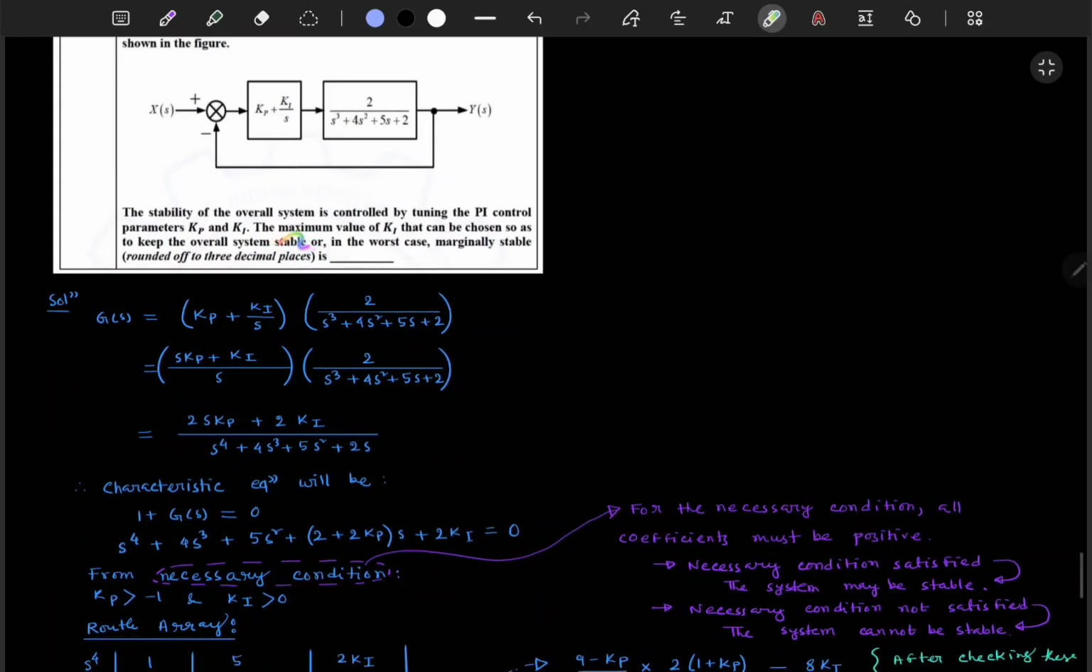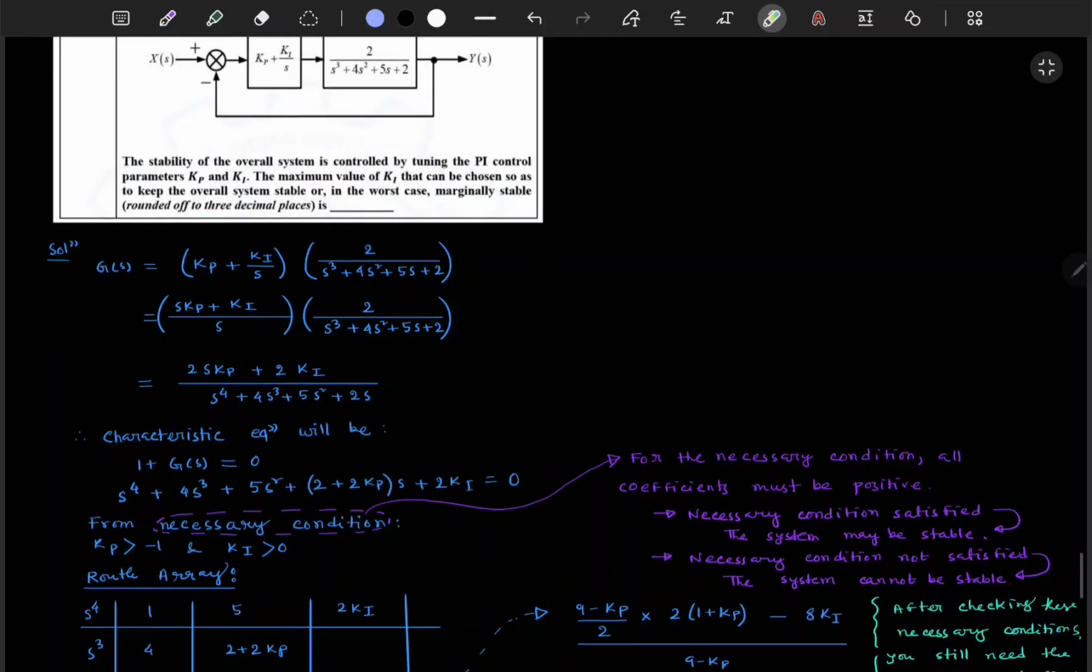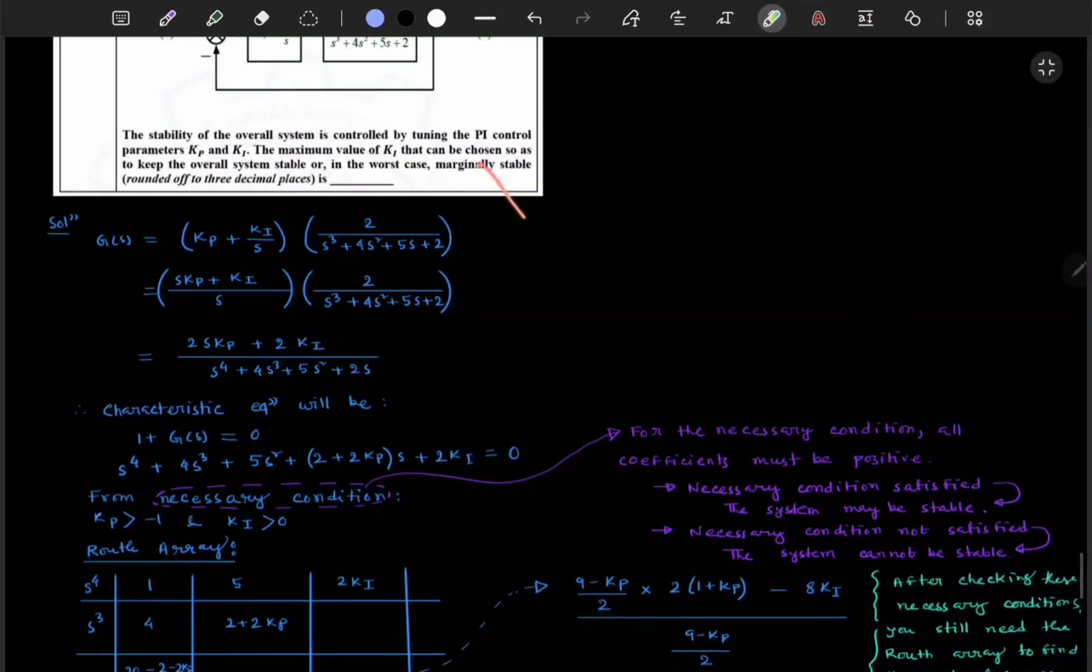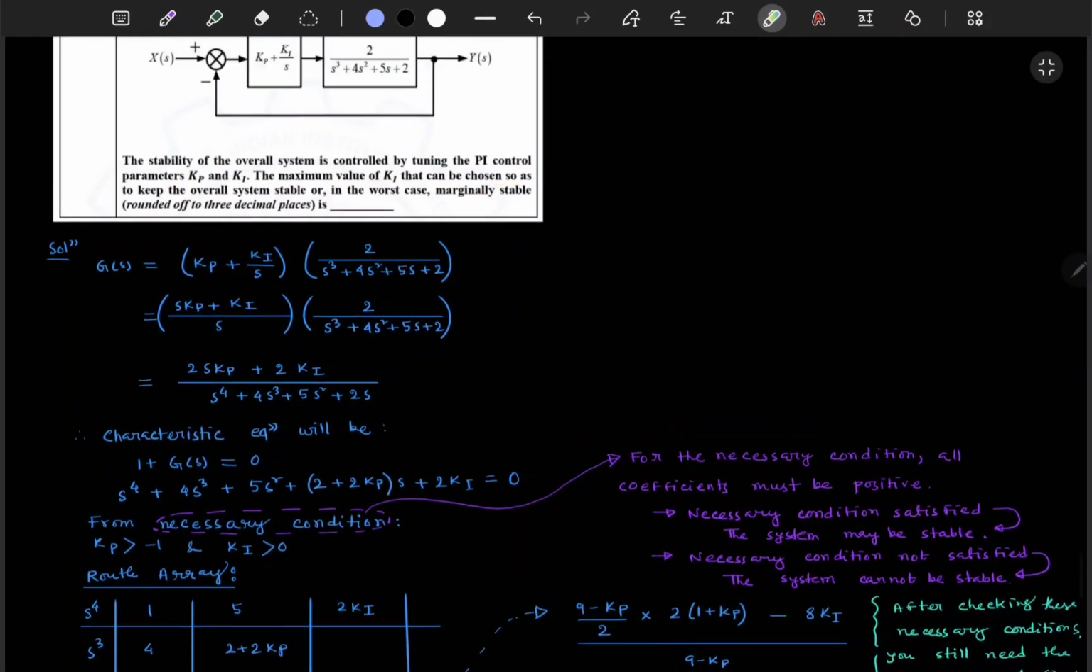So what we need to find out is the maximum value of Ki that can be chosen so as to keep the overall system stable, or in the worst case marginally stable. Okay, it can be stable, or in the worst case marginally stable. So we need to find out the maximum value of Ki. So obviously you can realize some Routh criteria will be involved here.